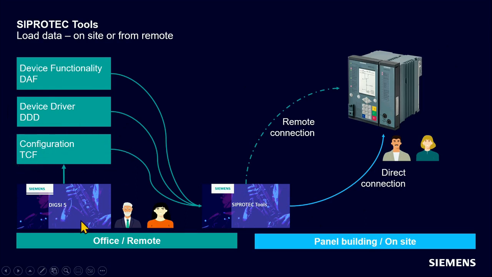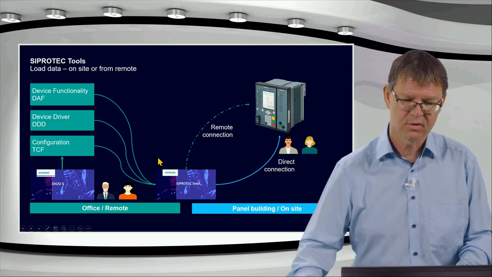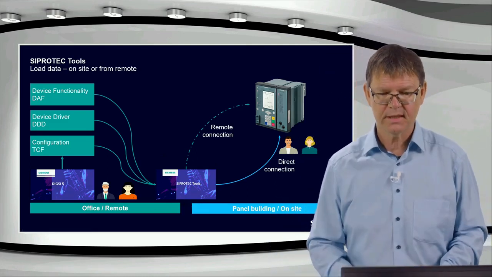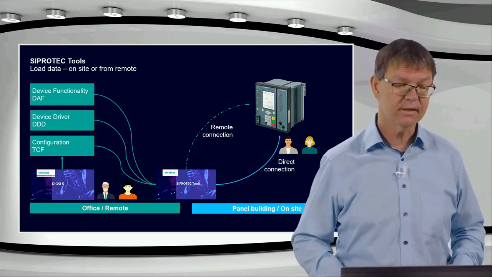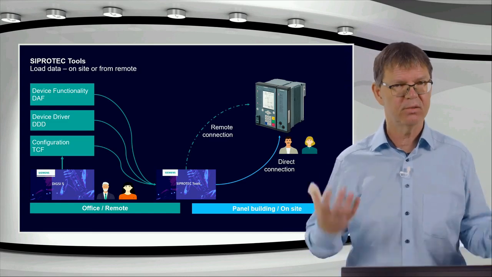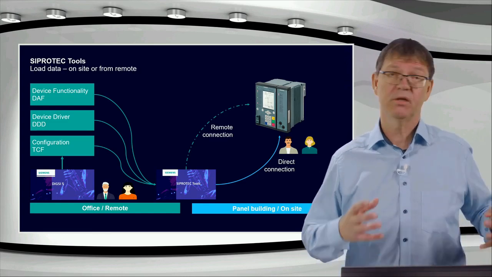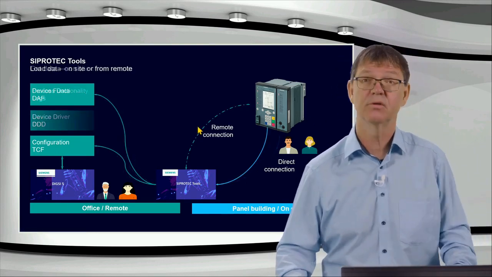TCF is a file which is created by the DIXI5, which contains a configuration for a device, which I then can download into the device without having the DIXI. So the idea is to give some persons tools to contact the relay, to program the relay, without the need of having the DIXI. The DIXI is the engineering tool, the complete engineering tool, which is very mighty. But which I don't need for simple tasks like downloading a configuration into the relay, for example.